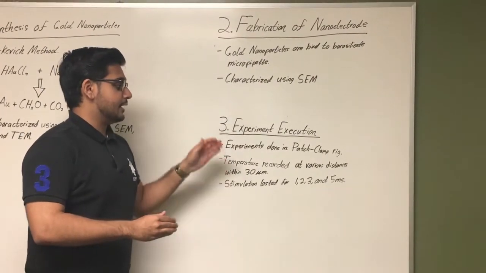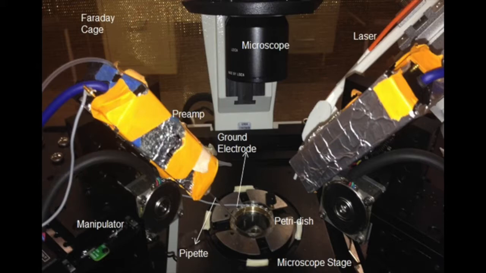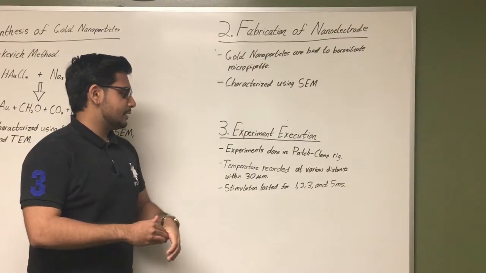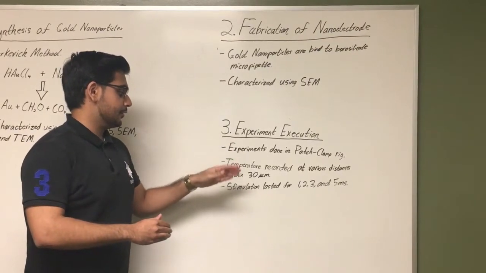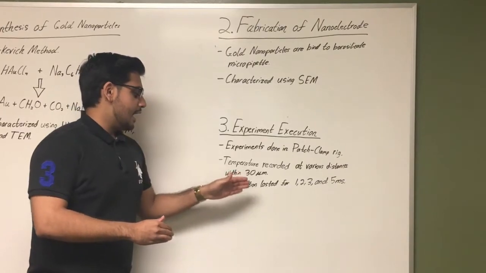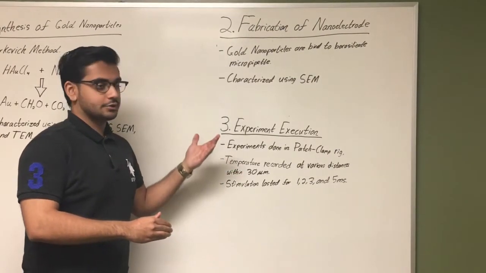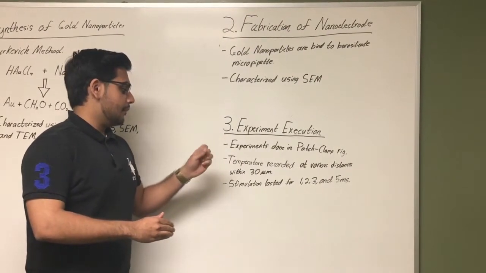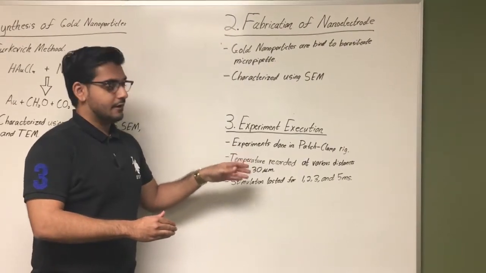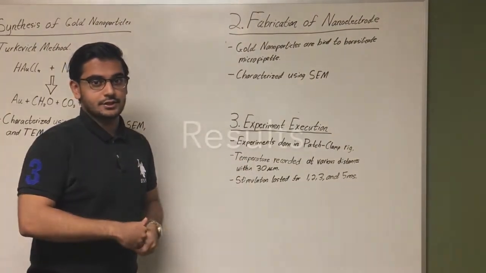The final phase was the actual experimentation to observe thermal stimulation. Experiments were done in a patch clamp rig, which is usually used for electrophysiology experiments, but we were able to measure the temperature inside our biological environment. We recorded the temperature at various distances within 30 microns, and we exposed our nanoelectrode to green visible light, which lasted for 1, 2, 3, and 5 milliseconds to observe thermal stimulation.